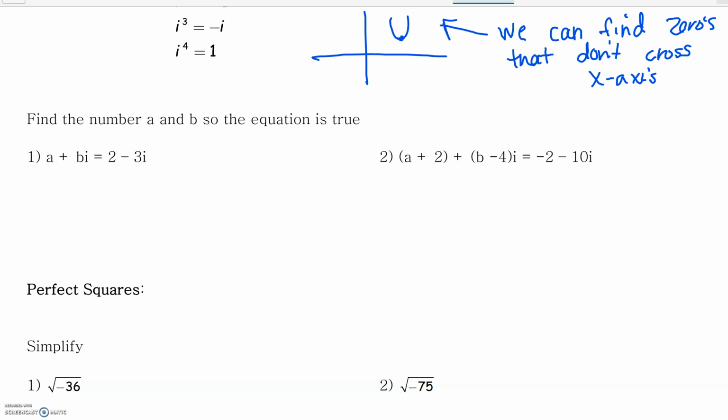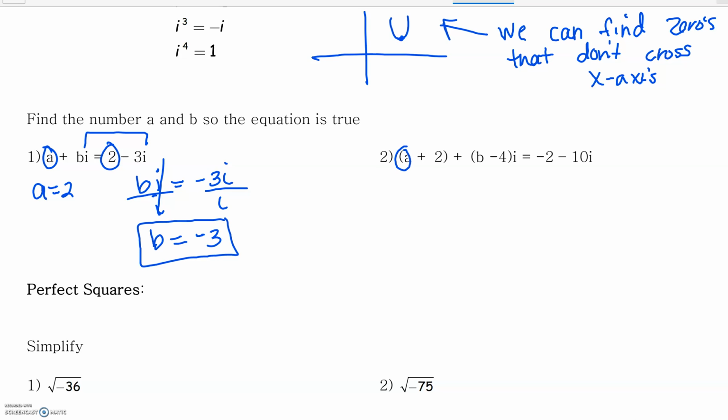So A is going to match up with the 2, and the imaginary pieces are going to match up. So let's see what that's going to look like. A equals 2, so no solving there. And BI is equal to negative 3I, and we can go ahead and divide by I there to get B alone, and it's going to equal negative 3.